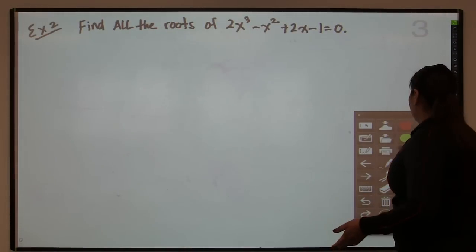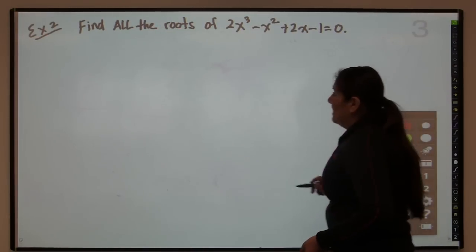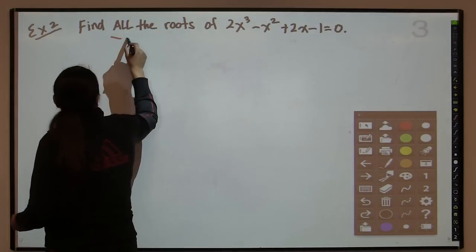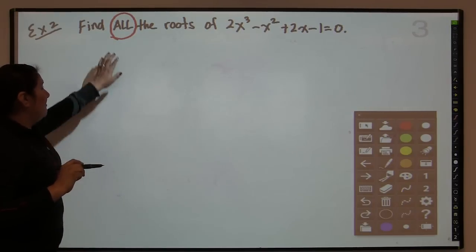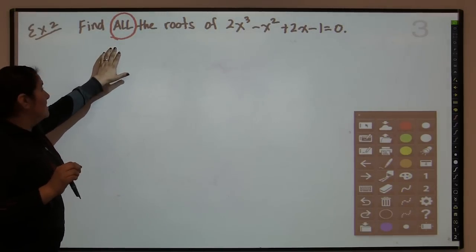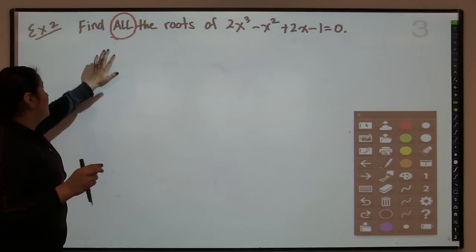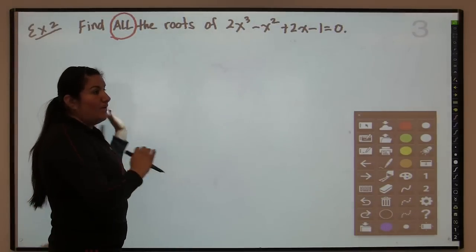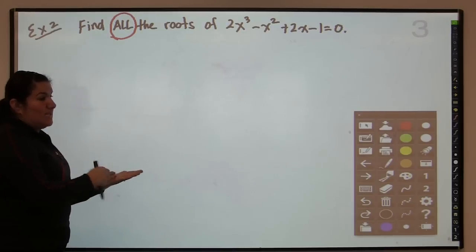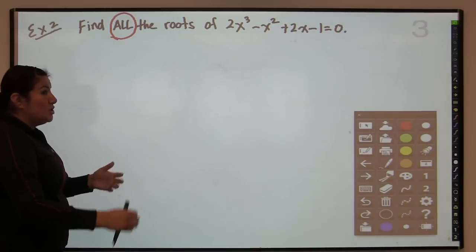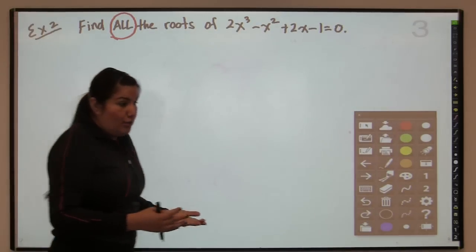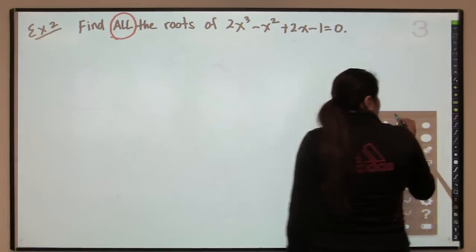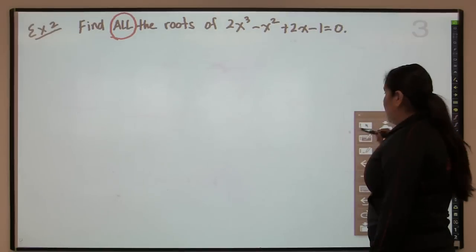But now what's different is that you will see that it now says all. It says find all the roots. Now it doesn't have to say all, but it does have to not say rational. If it just says find the roots, and it's not specifically saying find the rational roots, then it means that you want to find all of them. So in this case, I need to find all of them, including the rational ones. Okay, so, sorry, that's the bell there.